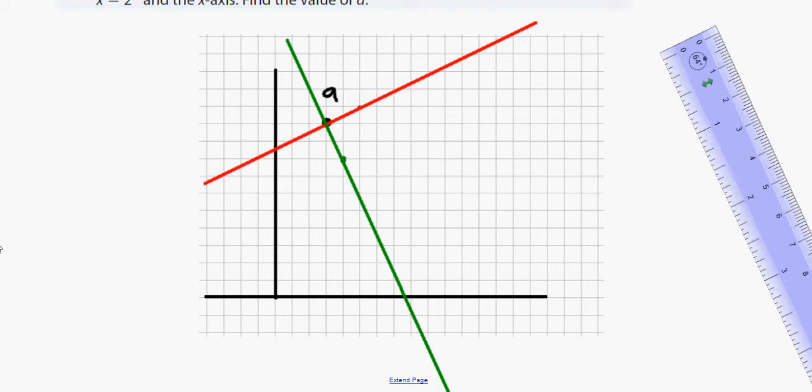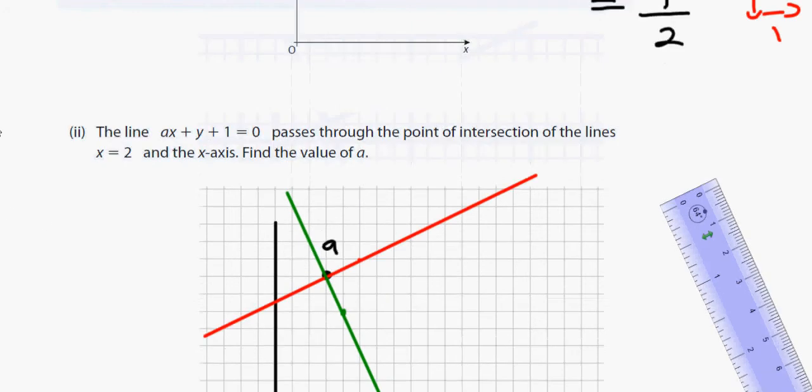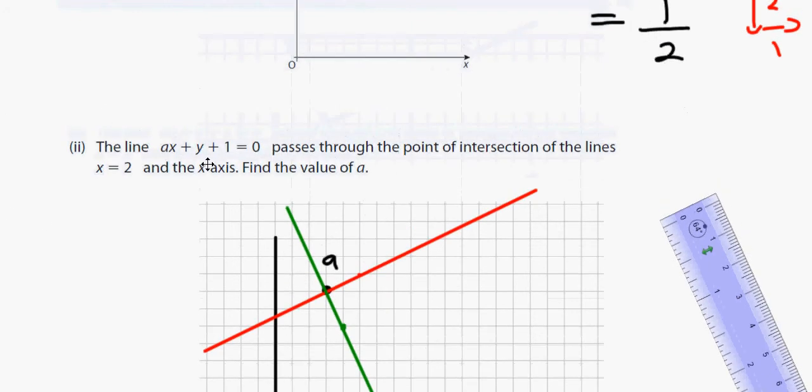Okay, so the next question is, the line ax + y + 1 = 0 passes through the point of intersection of the lines x = 2 and the x-axis. Find the value of a.